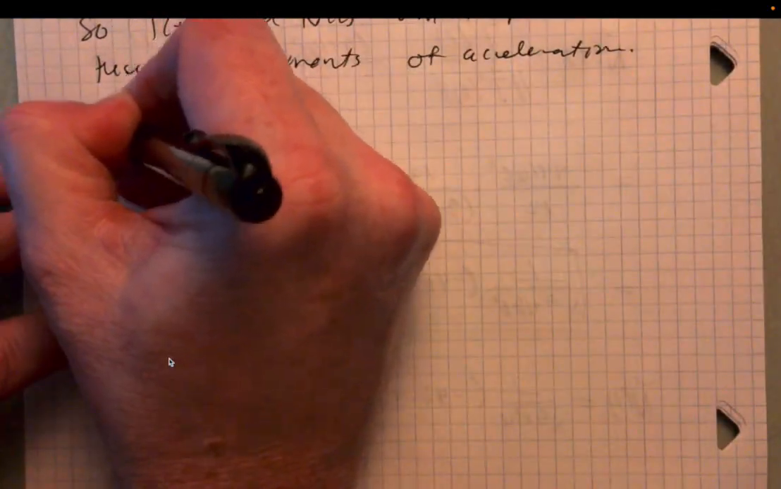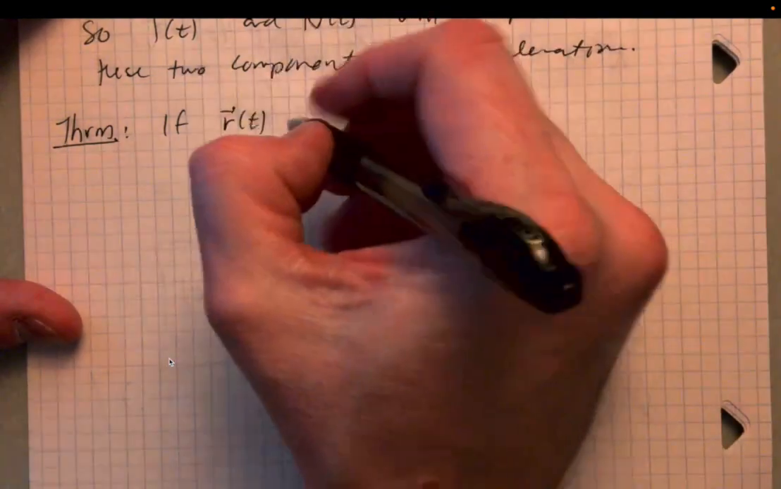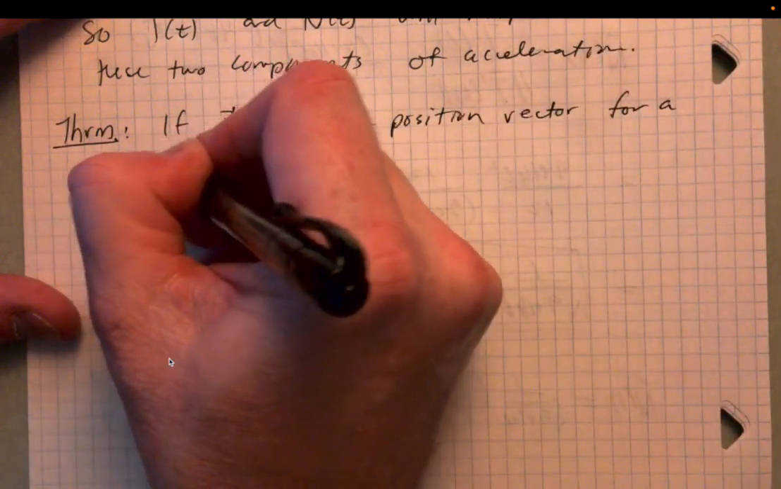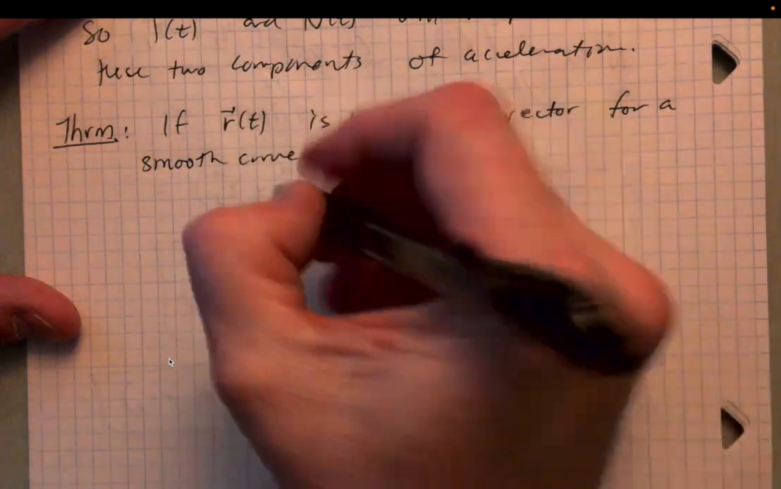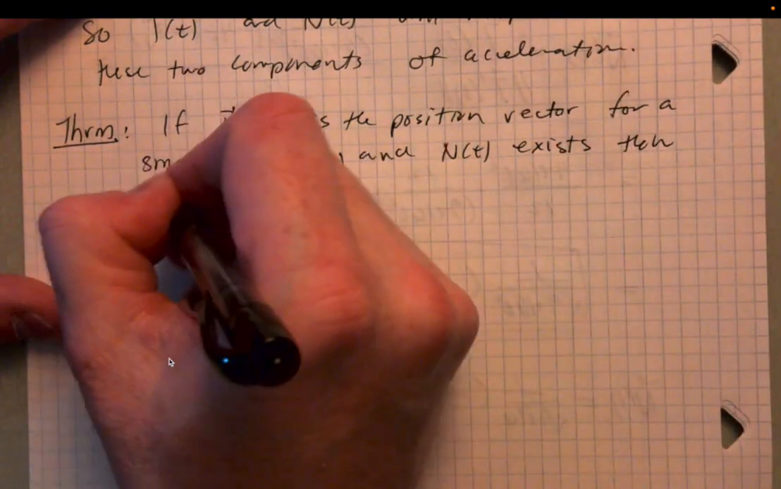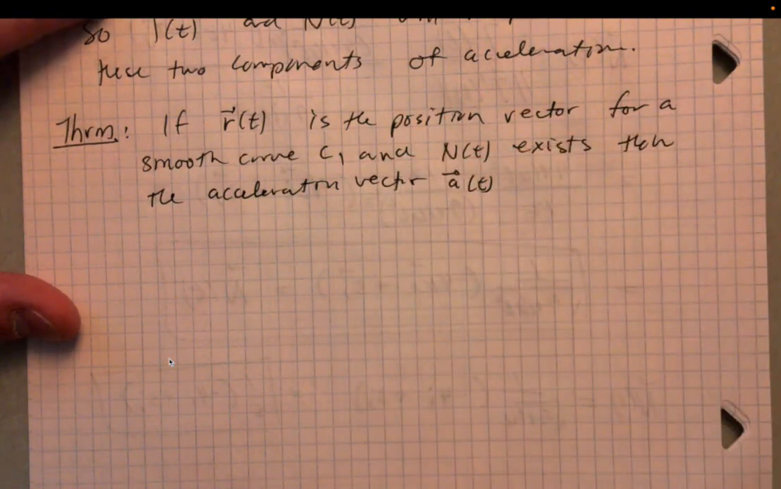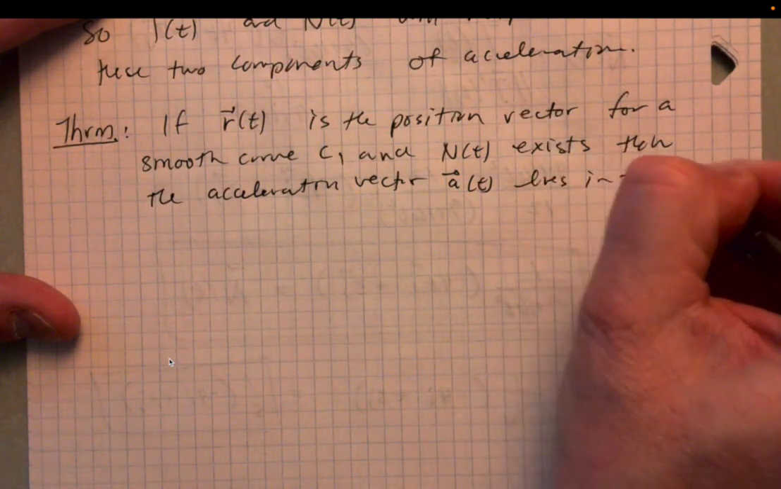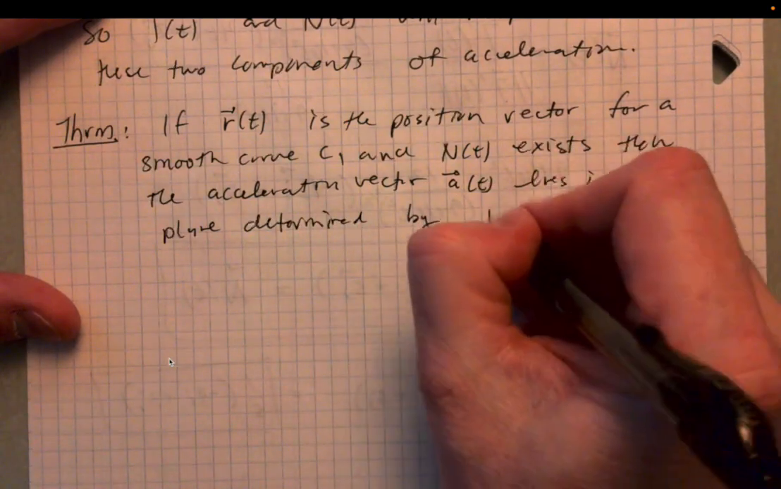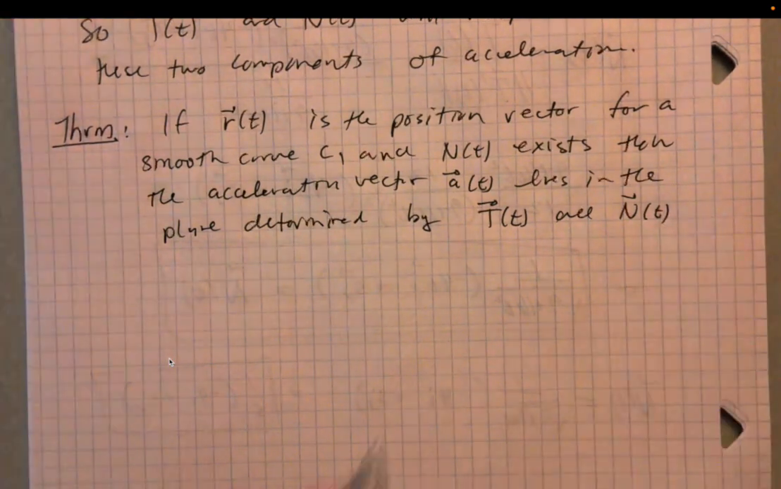Okay, so here's a theorem, and we'll prove this theorem. If r of t is the position vector for a smooth curve C, and N of t exists, then the acceleration vector a of t lies in the plane determined specifically by T of t, the unit tangent vector, and the unit normal vector, the principal unit normal vector N.